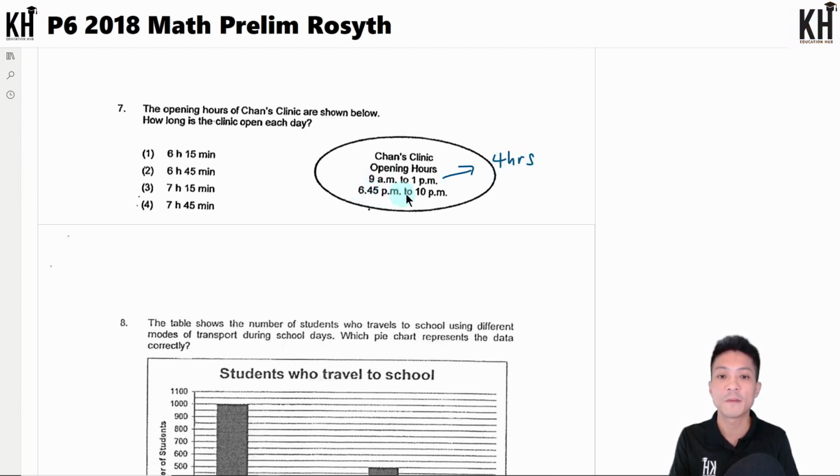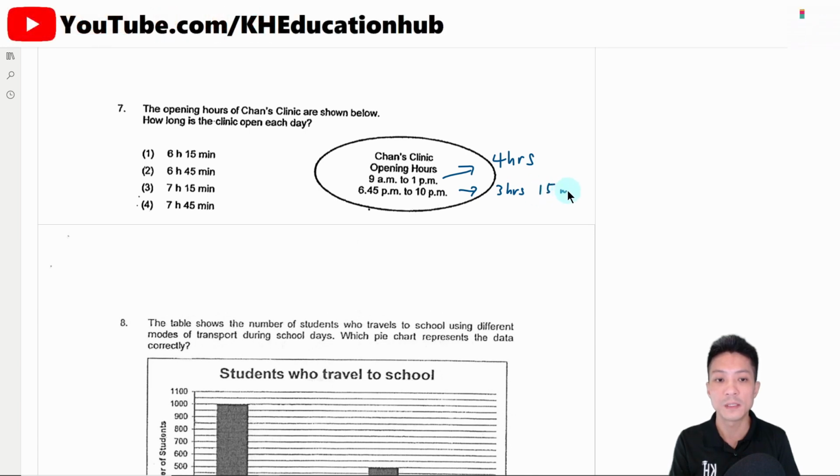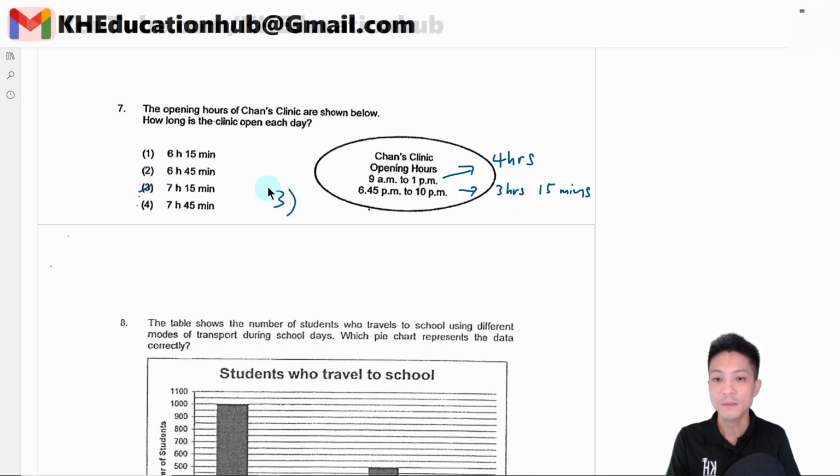Okay, 6:45 to 10 PM. 6:45, 7:45, 8:45, 9:45, it will be 3 hours, right? So 3 hours and plus another 15 minutes will be 10 PM. So altogether will be 7 hours and 15 minutes. The answer will be number 3.